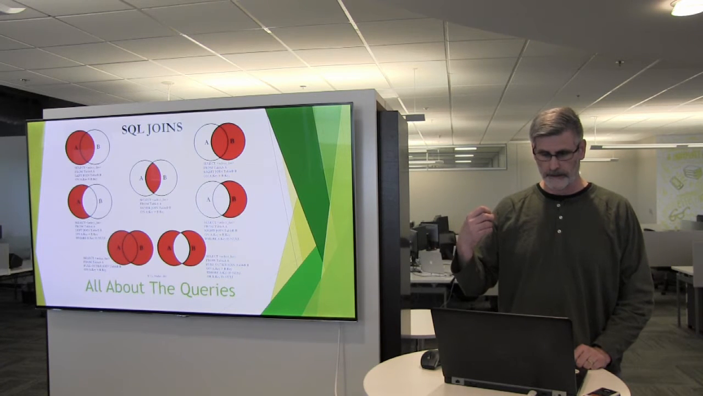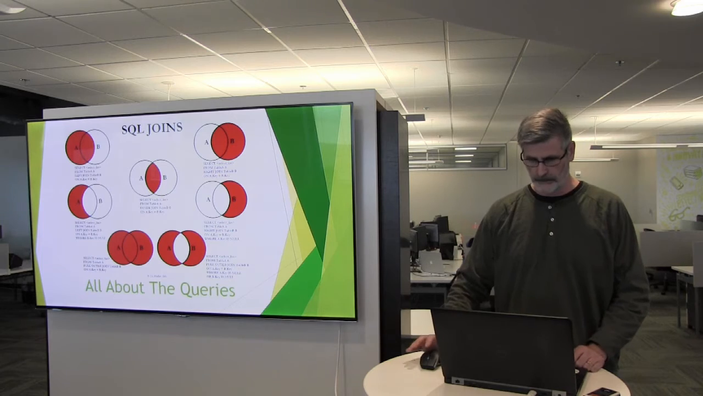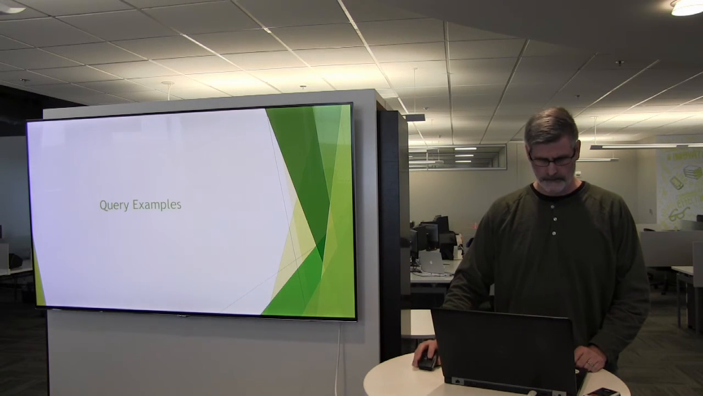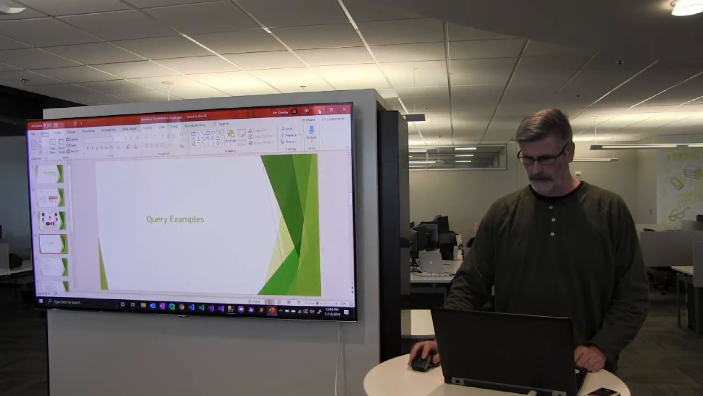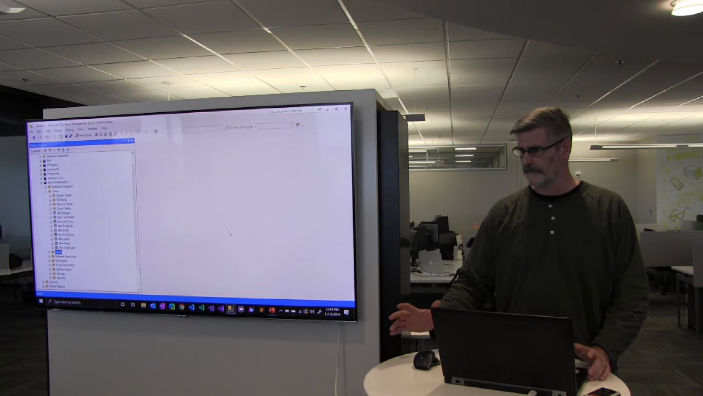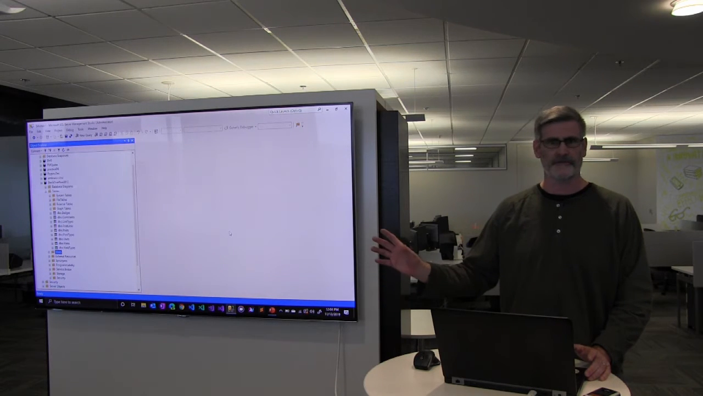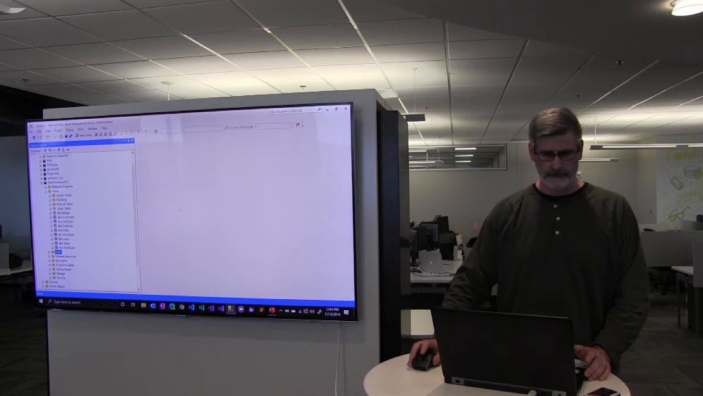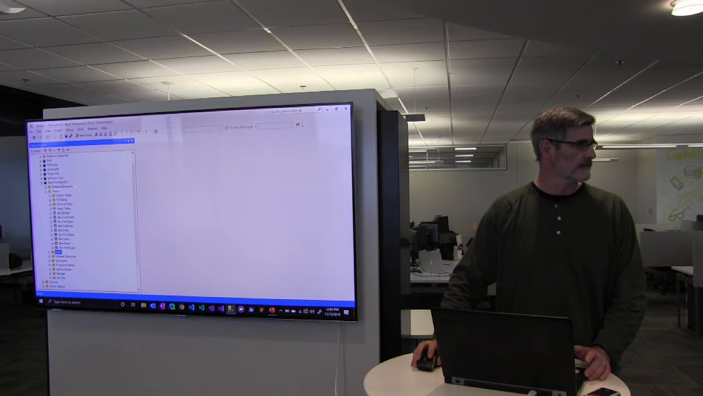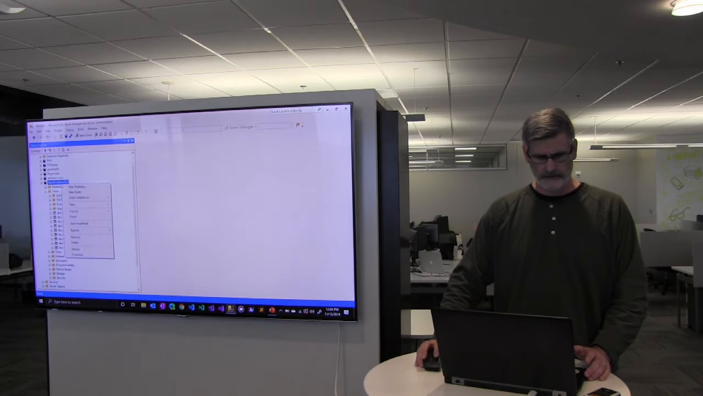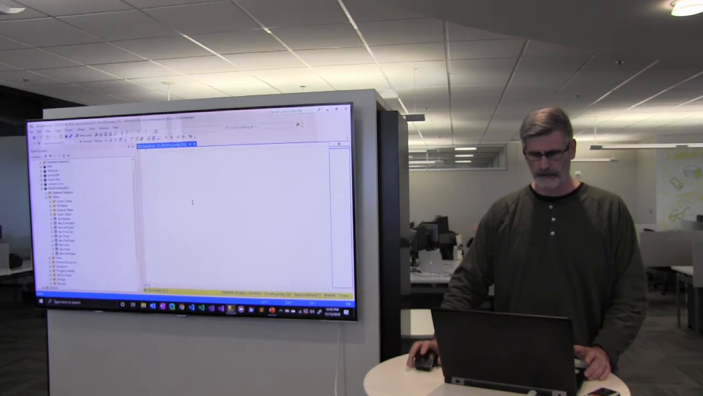Let's see. Why don't we just get into this? So, if everyone remembers, I was talking about the data schema from Stack Overflow. Well, interestingly enough, you can actually download the Stack Overflow database. And so I went ahead and did that. And so I'm going to go ahead and call out to a new query.